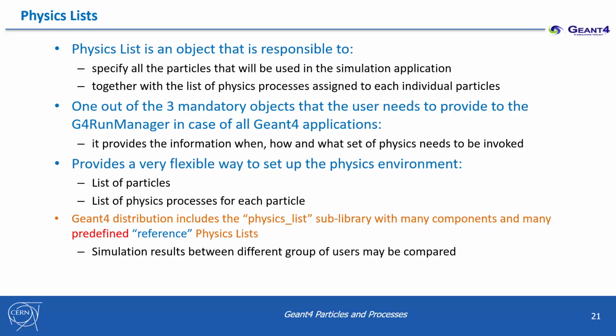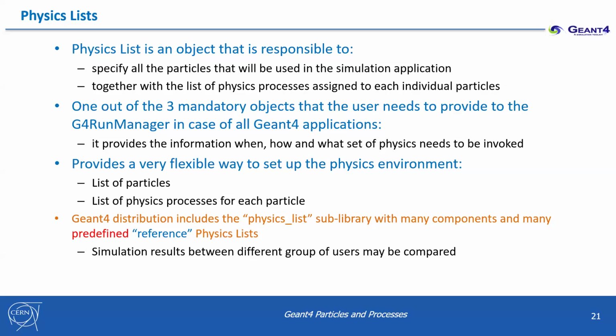So the level of validation of physics lists, which are prepared within the G4 distribution, is much more than any handmade physics list for users. So we call these physics lists reference physics lists, and different groups using a reference physics list from the G4 distribution may compare their results.